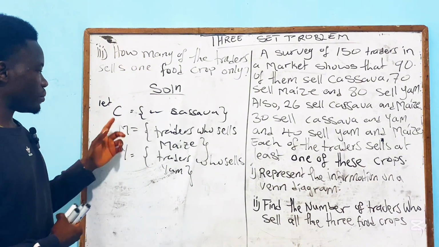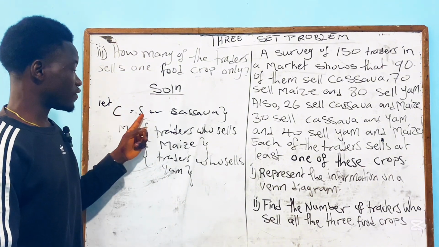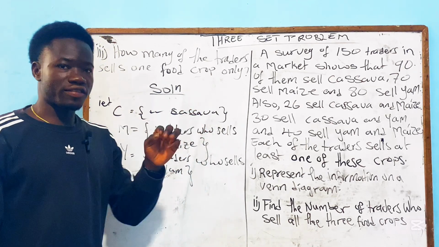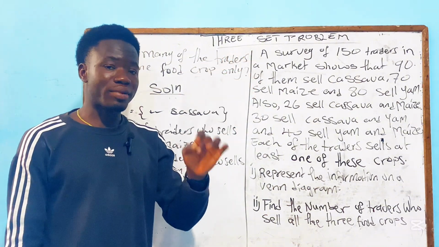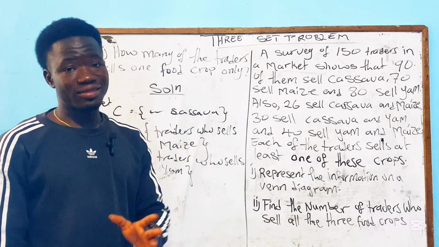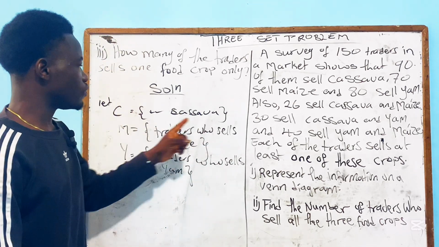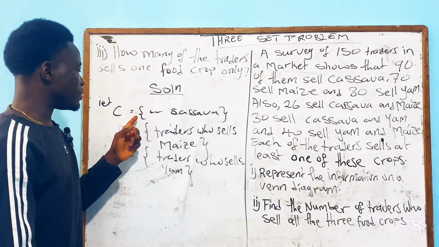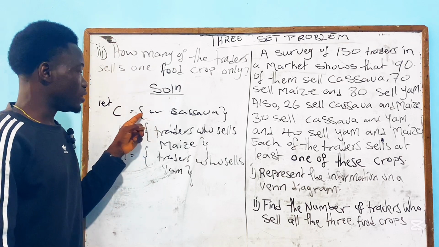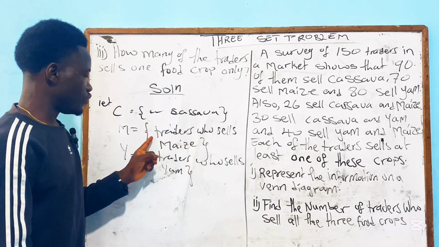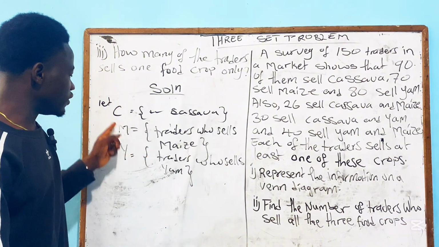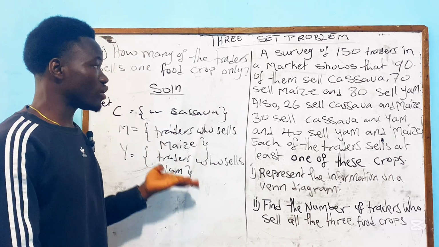So you have defined your term that cassava is C, that is a set of traders who sell what? Cassava. The curly bracket means a set of, we know a set is denoted by curly bracket, or by capital letters. One of the properties of the curly bracket is that it means a set of, so you don't have to write a set of inside here. This means set of traders who sell maize. So anywhere you see me use M, C, or Y, then you know what it means. And this is the first thing you have to do when you are dealing with this question.